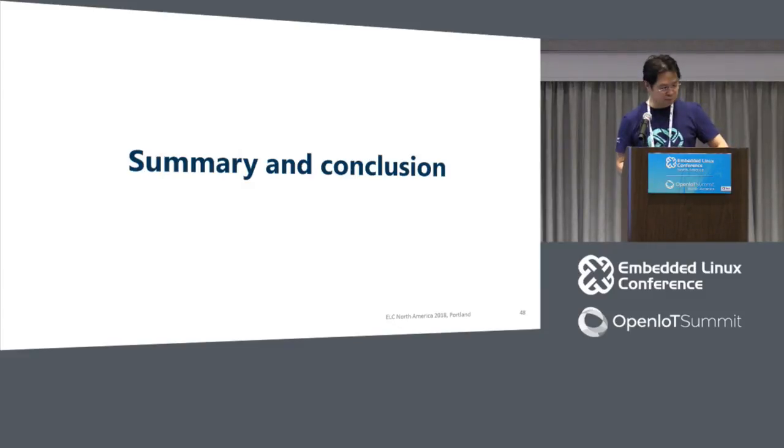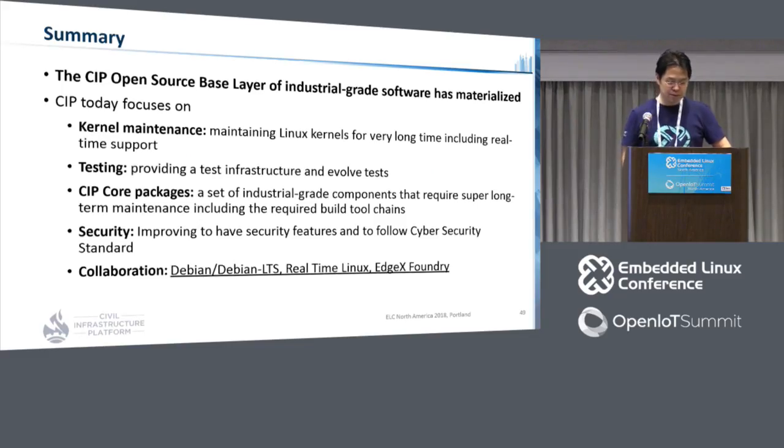So I'd like to conclude my presentation. Currently, CIP is focusing on open source base layer development. We focus on several topics, which include kernel maintenance, testing, and CIP core packages. And now we have started the security work. This can be done by collaboration. We have already started to collaborate with the Debian community, the real-time project, and the Linux Foundry. So we try to extend this collaboration to realize the CIP base layer.